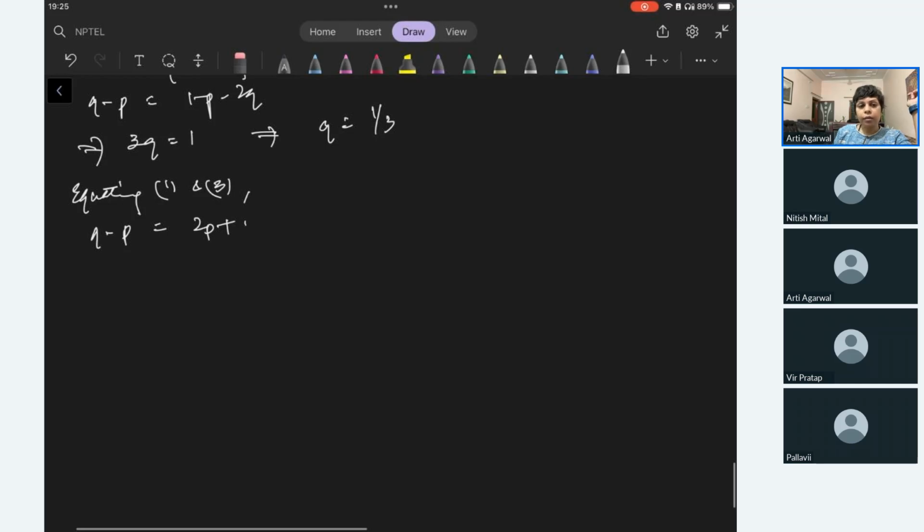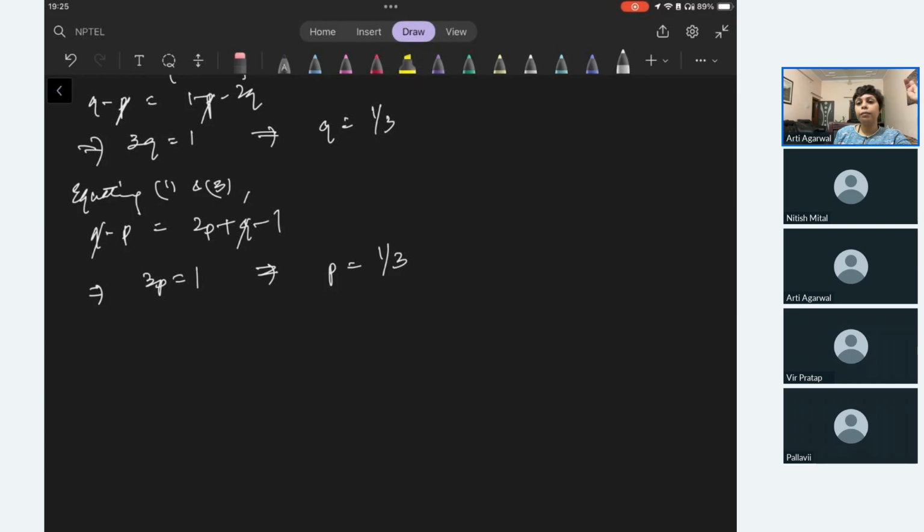Now, in this case QQ cancels out, and in this PP was cancelled out. So you have 3P equal to 1, which gives you P is equal to 1 by 3. So what do we get?